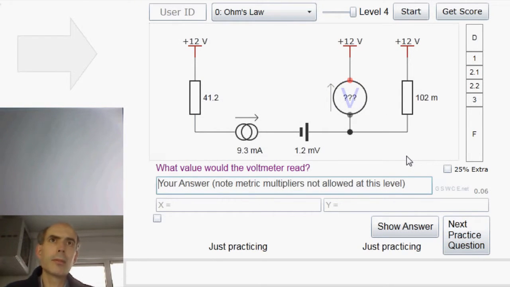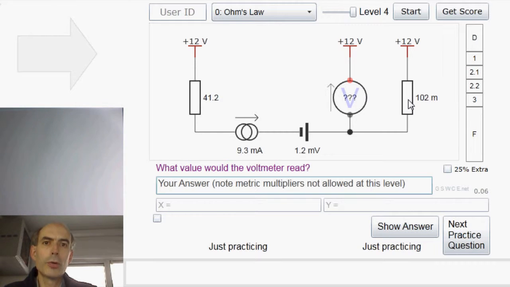Right, this is getting quite interesting now. We want to know what the voltage is across the voltmeter. And we note that this voltmeter is in parallel with this resistor here. In other words, this side of the voltmeter is connected to the same point in the circuit as this side of this resistor. They're both at plus 12 volts. This side of the voltmeter is connected to the same point as this side of the resistor. So that voltmeter is going to measure the voltage across that resistor.